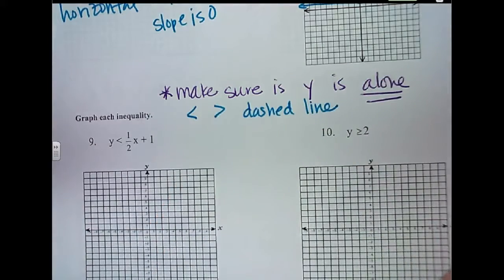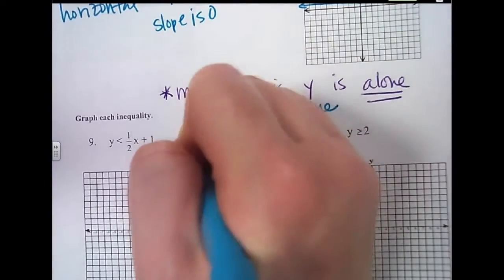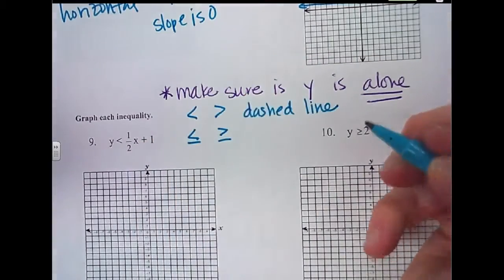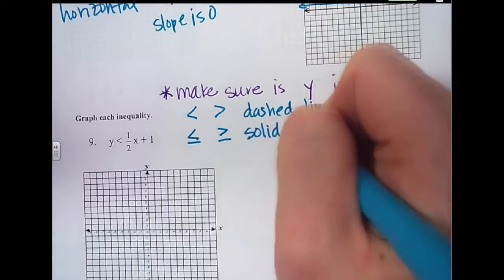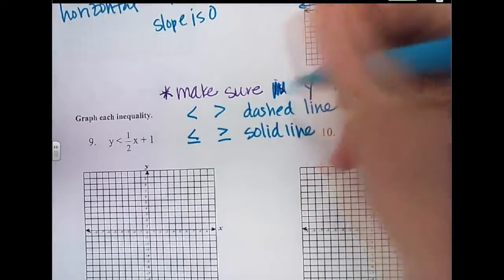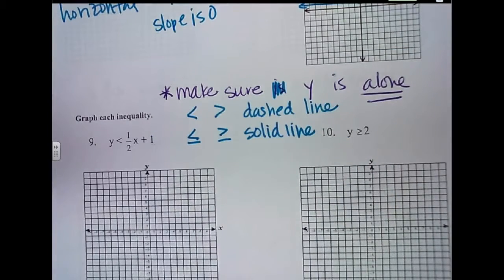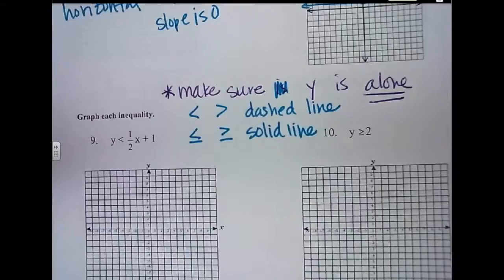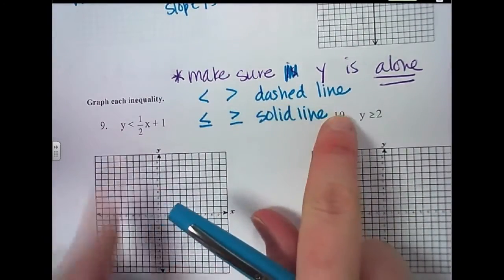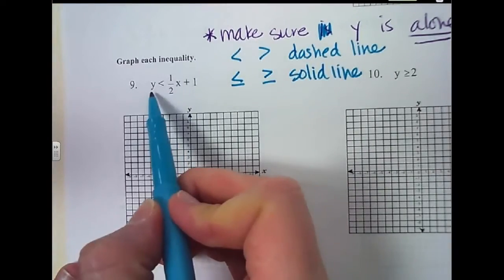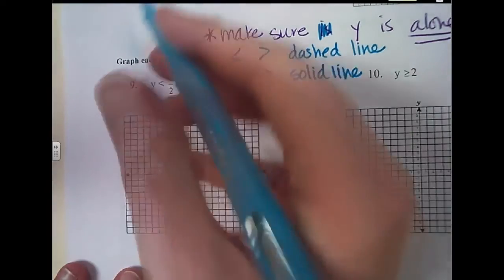So remember, if I'm on a number line, does it get an open or a closed circle? Open. If I'm on a number line with the equal signs, what does it get? Closed. So this is a solid line. Okay, so on number 9, there's no equal sign, so when I graph it, I'm going to graph a dashed line. So first thing, y is by itself, so I'm going to graph it just like we did before.